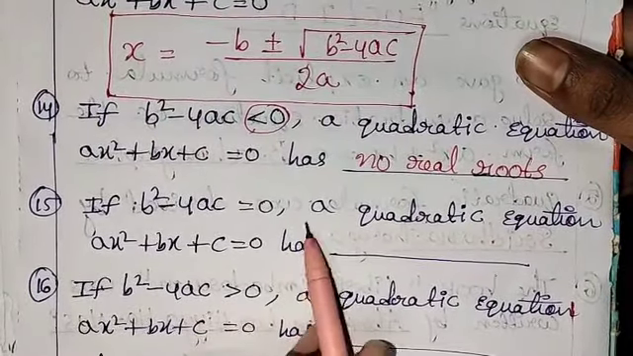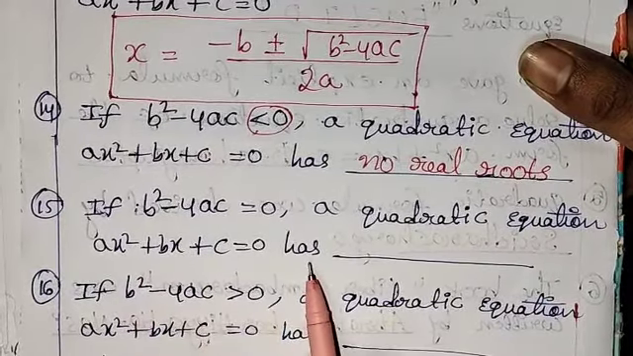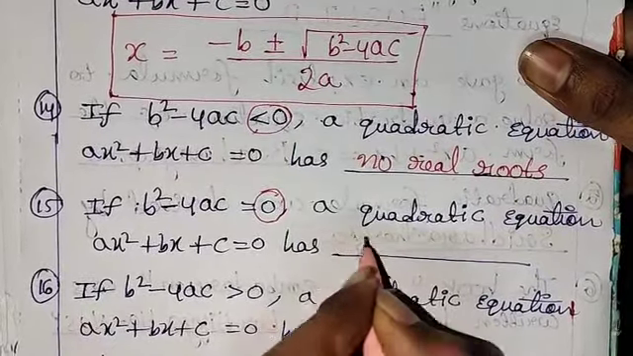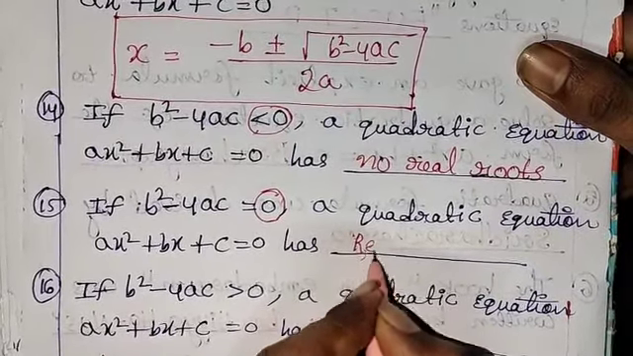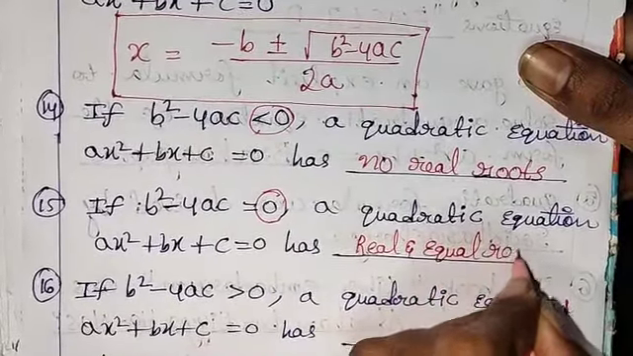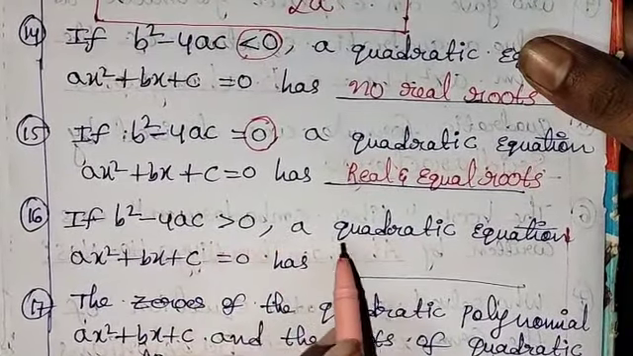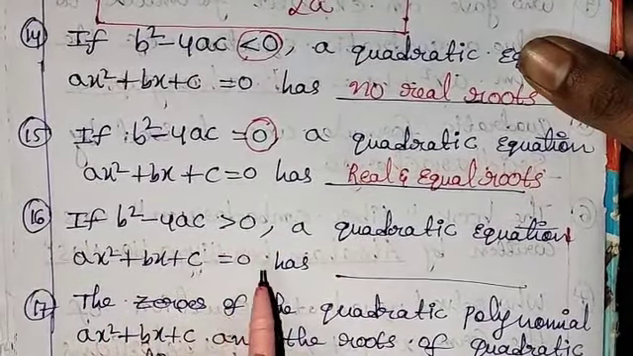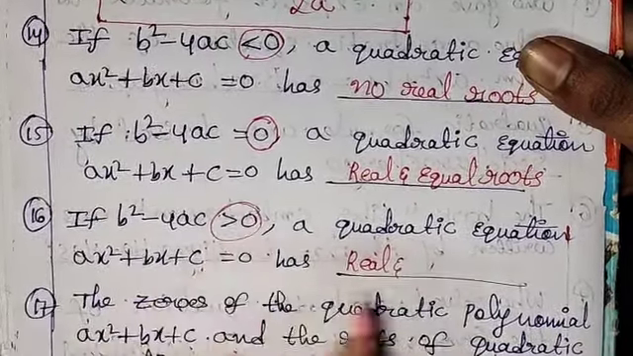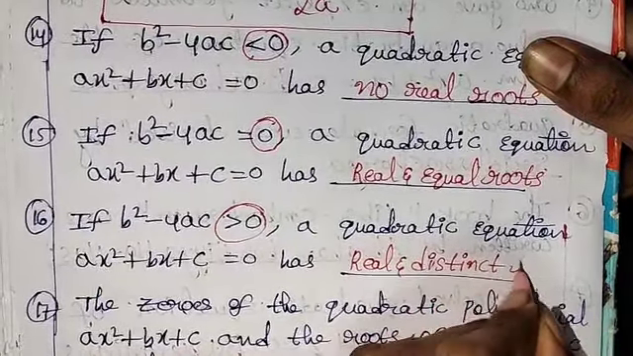If b² − 4ac is equal to 0, then the quadratic equation ax² + bx + c = 0 has real and equal roots. If b² − 4ac is greater than 0, the quadratic equation has real and distinct roots. Greater than 0 means real and distinct roots.